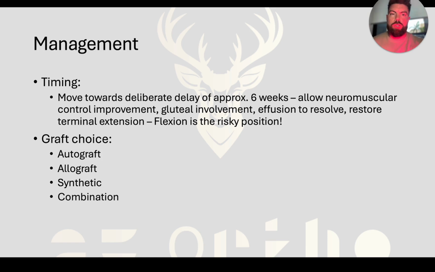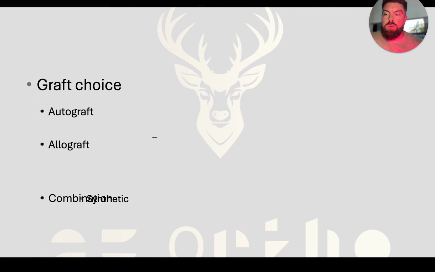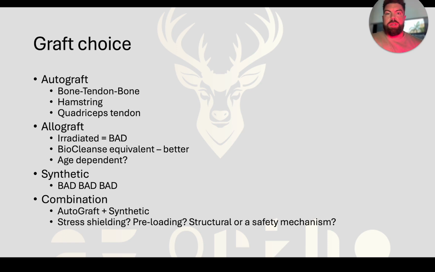The next thing that you could talk about, if the conversation is going well, is your graft choice. And firstly, talk about autograft, allograft, synthetic, or combination. So the autograft can be broken down into bone-tendon-bone, hamstring graft, or quadriceps tendon, and there's lots of stuff to read around this.